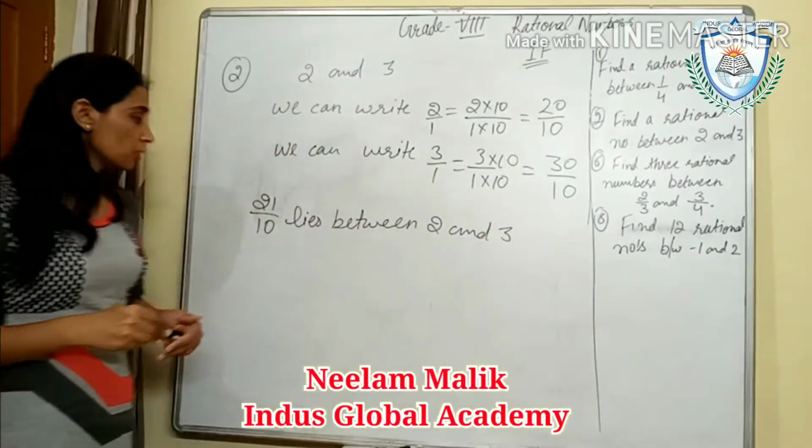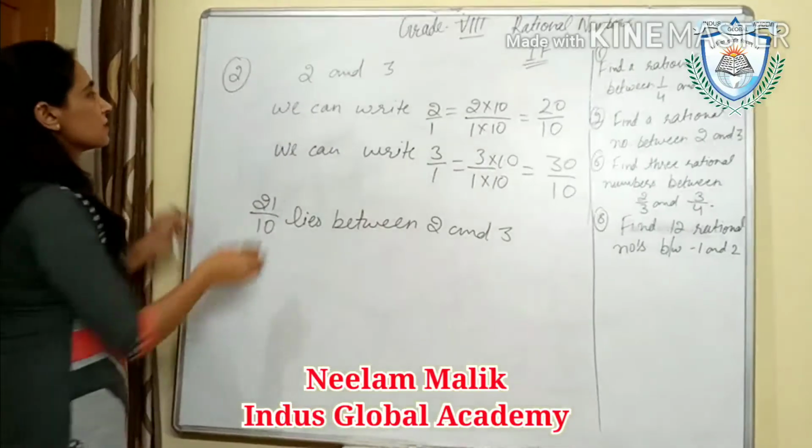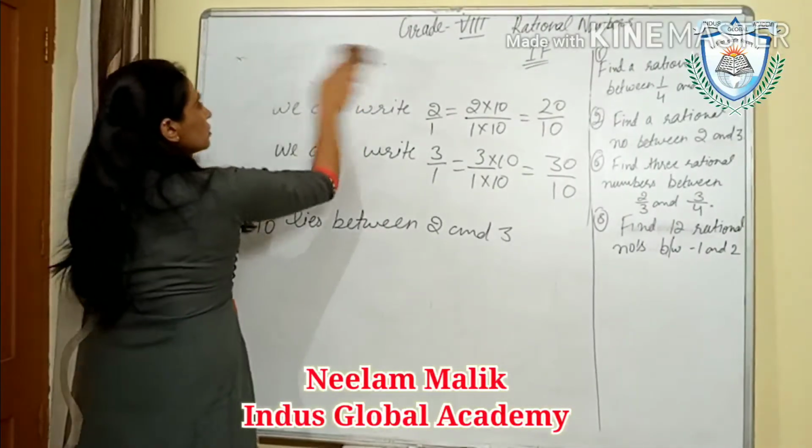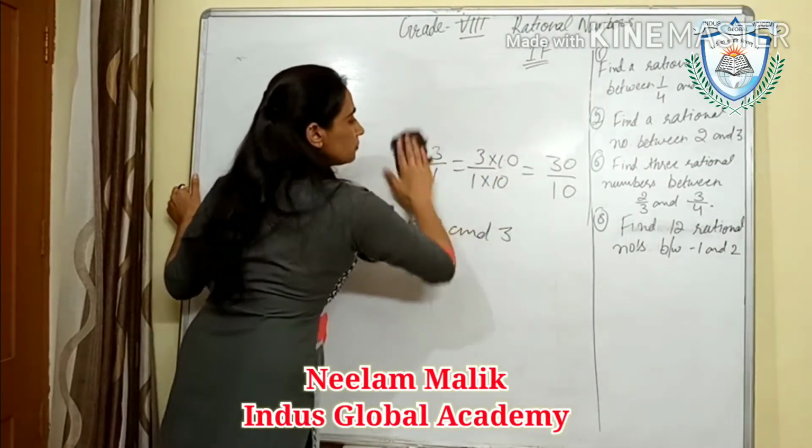Okay. Now question number 6: find 3 rational numbers. Now we have to find out 3 rational numbers.